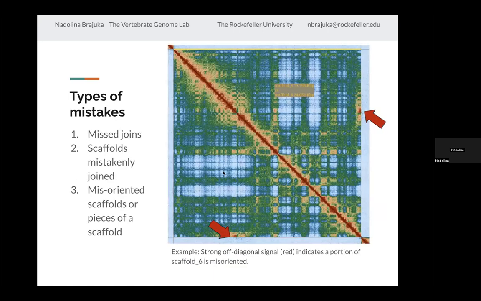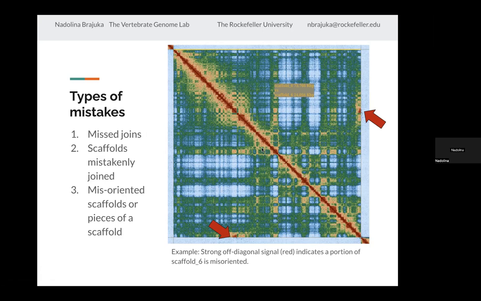So I already touched on these, but some types of mistakes that are very common that you'll see are misjoins. So pieces put together that shouldn't have been, pieces that should have been put together but weren't. And then scaffolds mistakenly joined. So they are perhaps put together, but then in the contact map, it shows that they really don't have a lot of interacting signal. Perhaps it was just their telomeres that were interacting, and so the assembly algorithms stuck them together. Or you might have misoriented scaffolds or pieces of a scaffold.